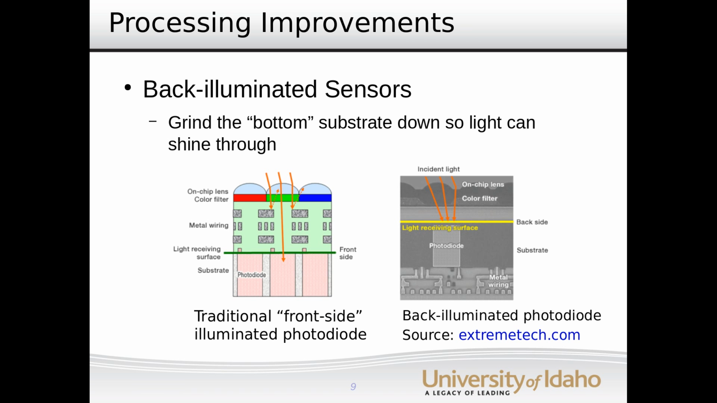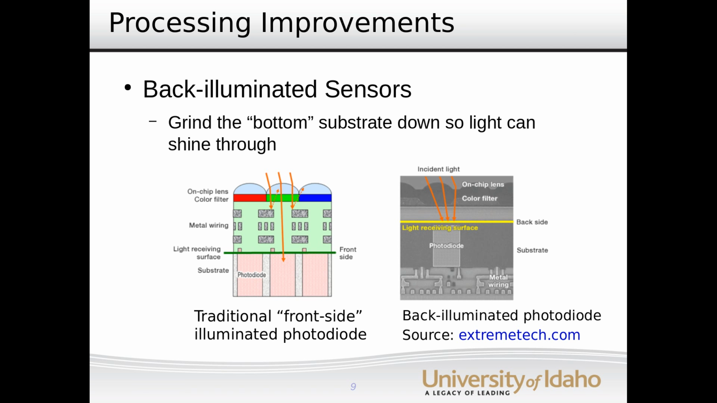Moving on to processing improvements, there are back illuminated sensors instead of the traditional front side illuminated sensors. This is an extra processing step that can be done. Basically what you do is you take your grown photodiode and circuitry, you put another silicon wafer on the front, you flip it over, and then you grind the backside down so that you've got a very shallow surface.